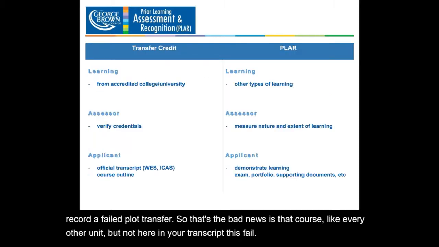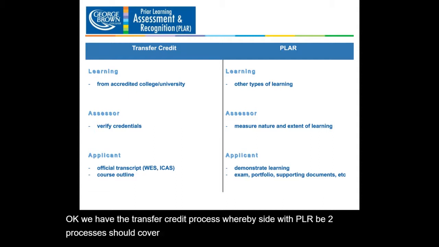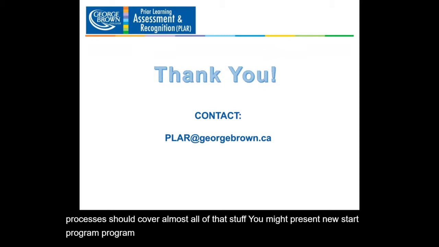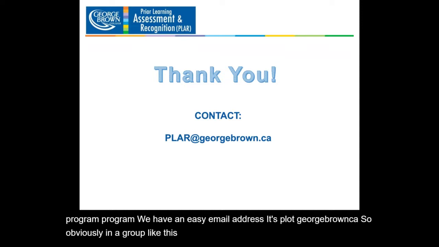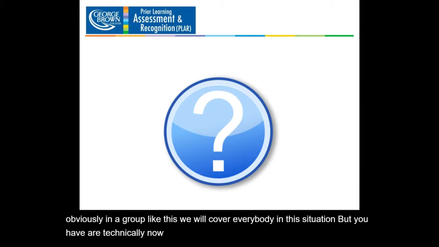Okay, so once again, briefly, we have the transfer credit process working side by side with the PLAR. These two processes should cover almost all of the types of learning that you might present when you start your program at George Brown. It's easy to contact the PLAR office. We have an easy email address. It's plar@georgebrown.ca. So obviously in a group session like this, we won't cover everybody's individual situation, but you have our contact information now for PLAR and for transfer credit.